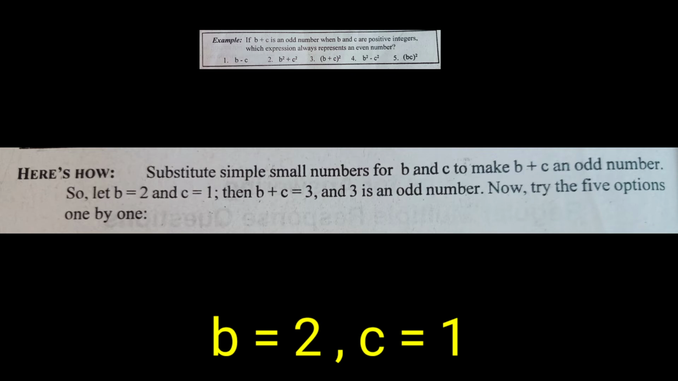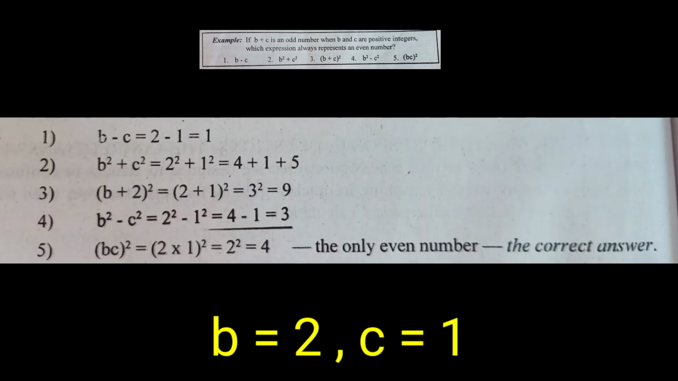It depends on you. Now let's continue. So option 2, B squared plus C squared is equal to 2 raised to 2 plus 1 raised to 2. It will become 4 plus 1, which equals 5. So the answer is an odd number, so this option is incorrect.